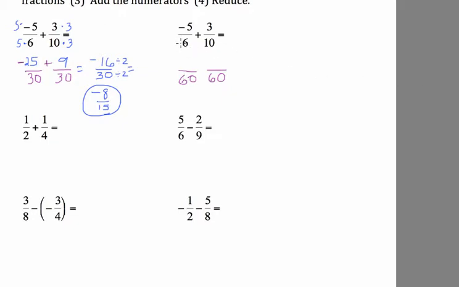6 divides into 60. Okay, well, how did it turn into 60? 6 times 10 makes 60. So I'll multiply by 10 on the top as well, which gives me negative 50 plus. Now, how did 10 get turned into 60? Well, by multiplying by 6. So I do that on the top as well.